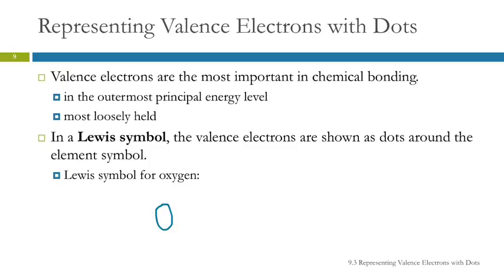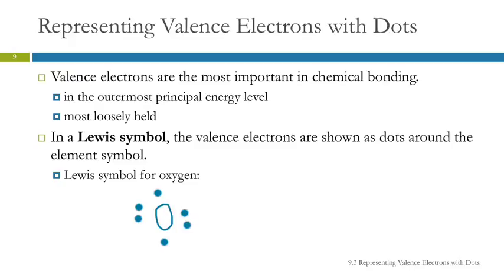So 6 electrons, we'll just start putting 1 on the top. Let's make those a little bigger. One on the top, 1 on the right, 1 on the bottom, 1 on the left. So that's 4. And now we've got 2 more. Those are going to pair up. And so it doesn't matter exactly where you put them, but they should be in pairs.